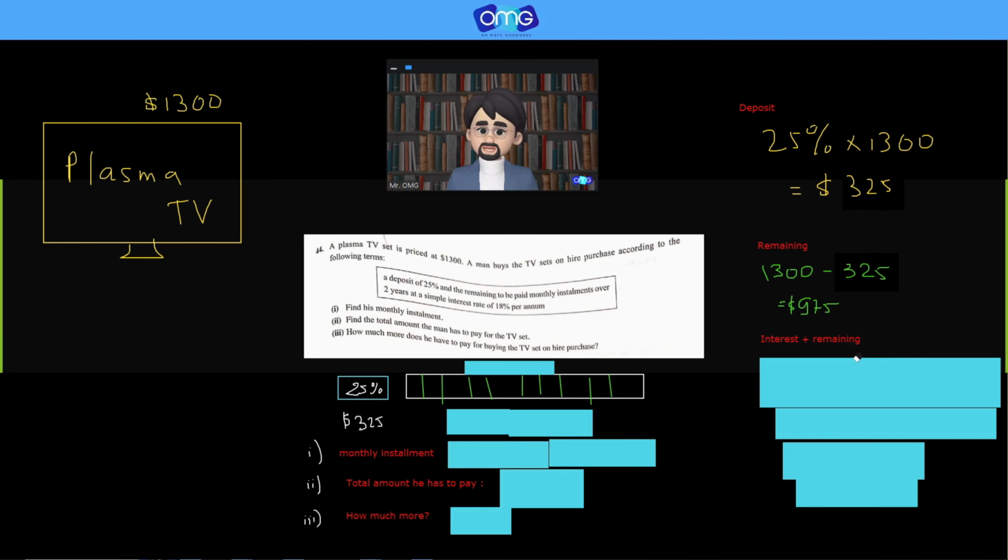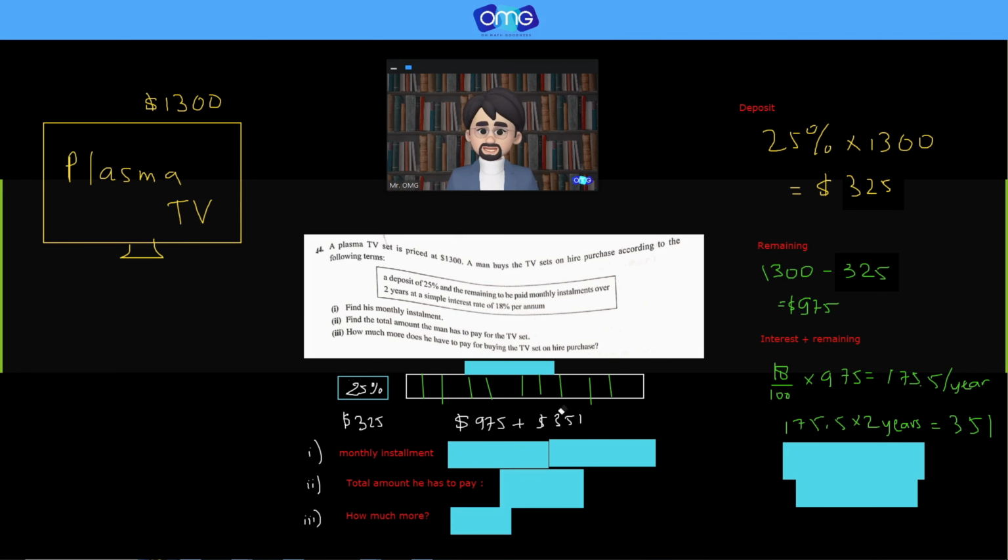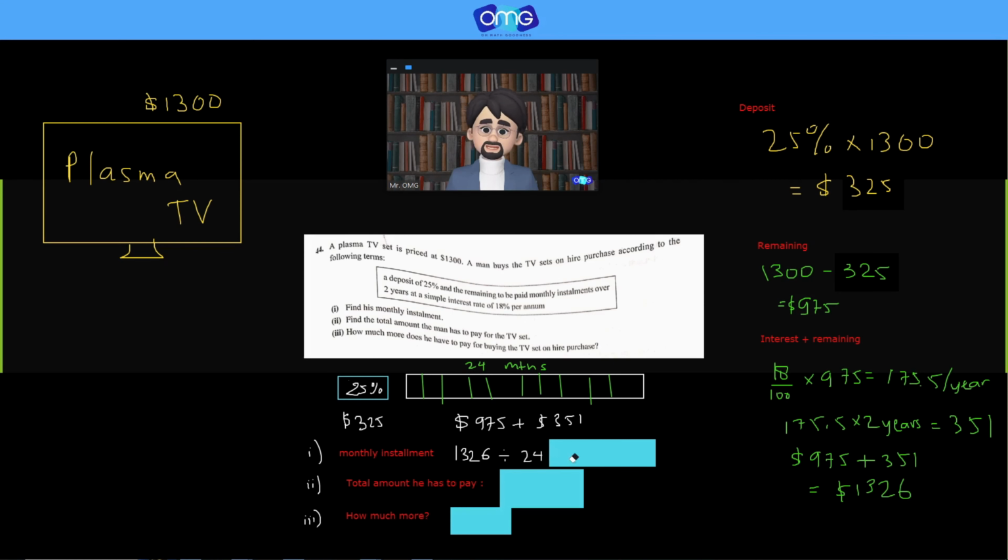And then the interest is 18% times 975. So this is the remaining. And then we times it by 2 because 2 years, okay? So $351 is the interest. And this is 24 months. So how many monthly installments? The monthly installment, we add them and we get 1326 divided by 24, which is 55.25. And the total amount he has to pay, we just add them all, which is this. And how much more is 351, and that's the answer.